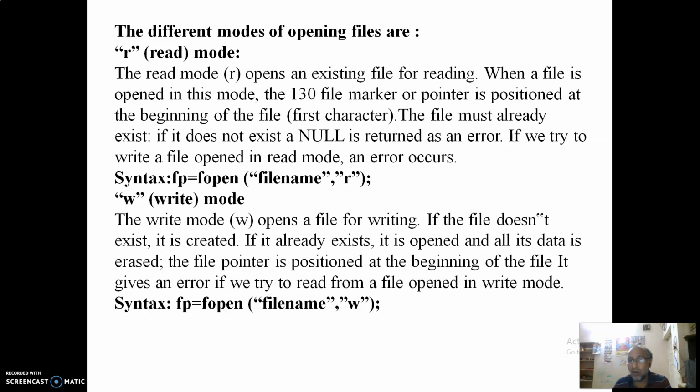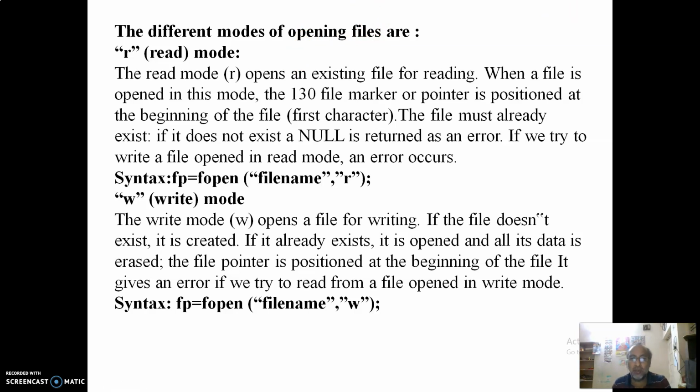The file must already exist. If it does not exist, a null is returned as an error. If we try to write in a file opened in read mode, an error occurs. See here the syntax: fp = fopen(file name, the mode), that is r.